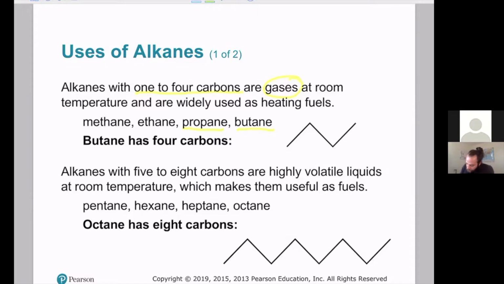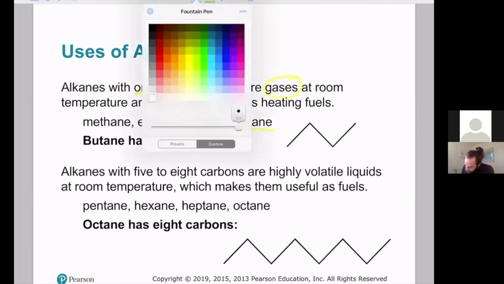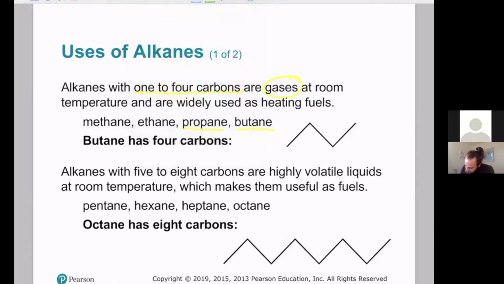When we get from 5 to 8 carbons, so pentane, hexane, heptane, and octane, these are liquids, but they're highly volatile liquids, meaning that they enter into the gas phase really easily. They have a really strong odor associated with them. That also makes them very useful as fuels.